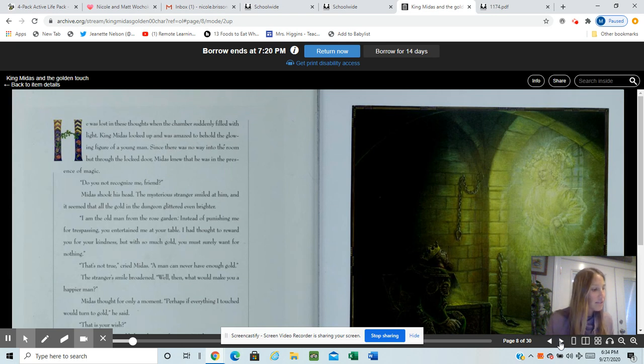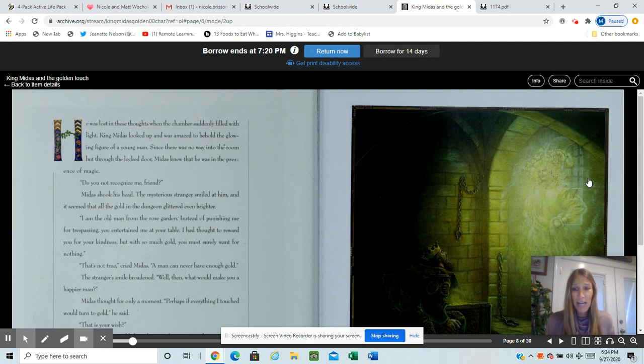He was lost in these thoughts when the chamber suddenly filled with light. King Midas looked up and was amazed to behold the glowing figure of a young man. You can see in the illustration right here. Since there was no way into the room but through the locked door, Midas knew he was in the presence of magic.